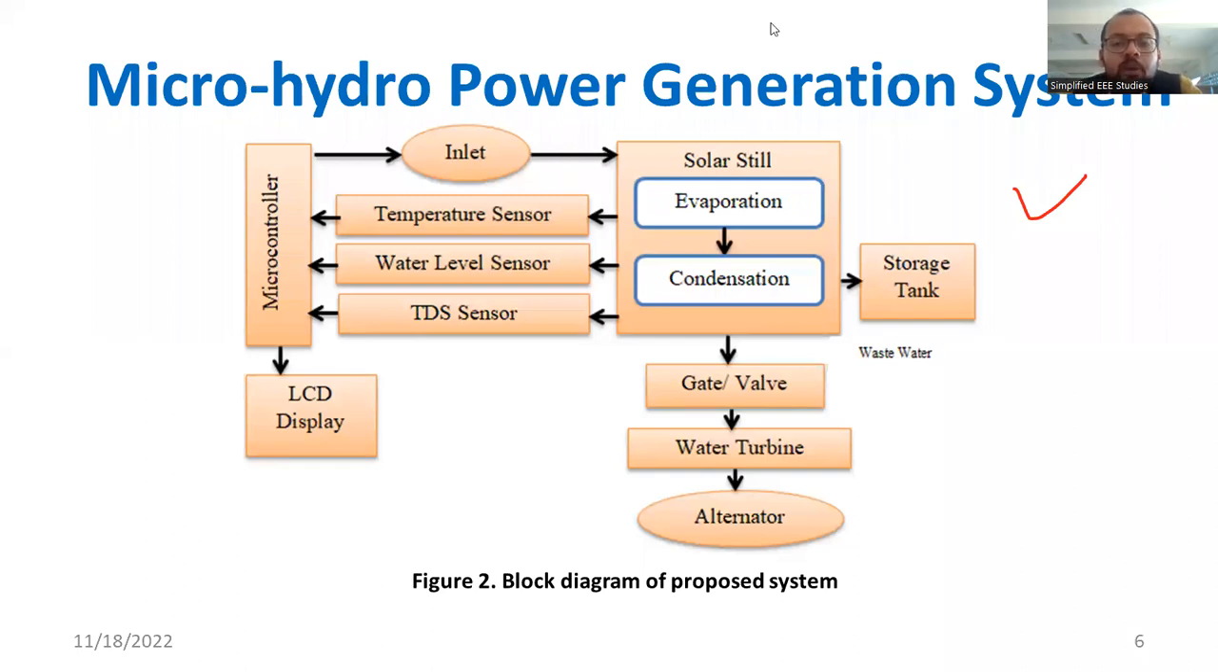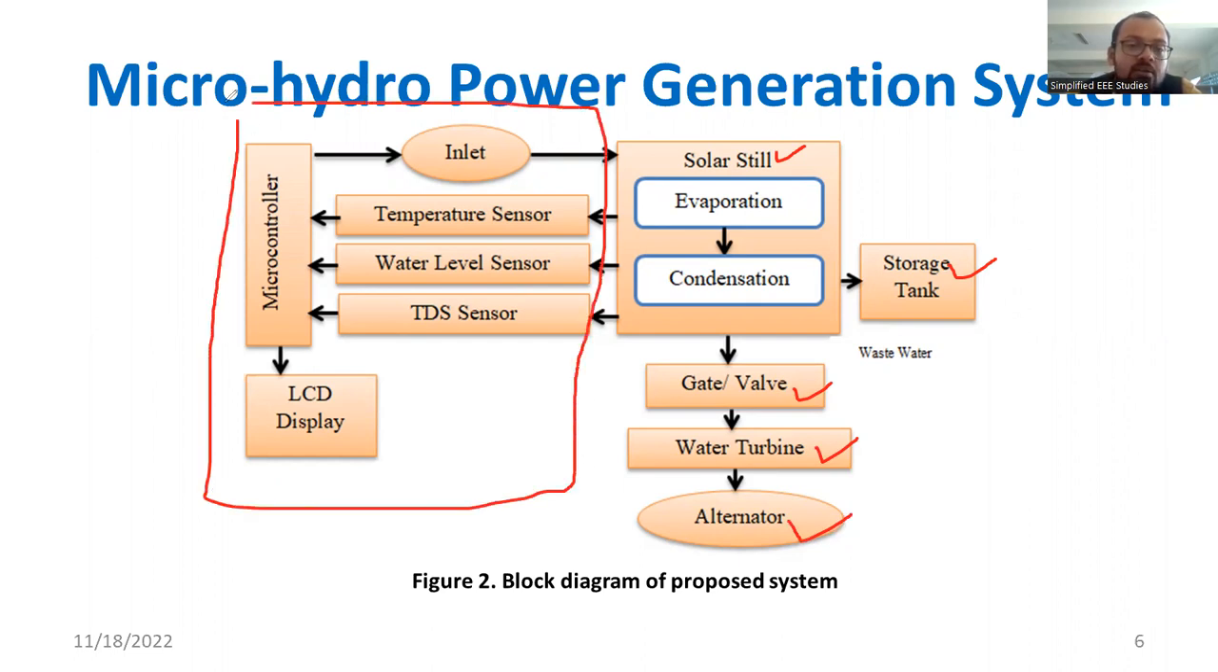The block diagram of the proposed system is shown in the slide. The components of the proposed system are: a solar still, then a storage tank, then a gate valve, just like a switch, and a control unit. We have a water turbine, then an AC generator. The control unit is a microcontroller-based digital control unit. Here we are using the AVR ATmega32 microcontroller. These are the major components included in our system.